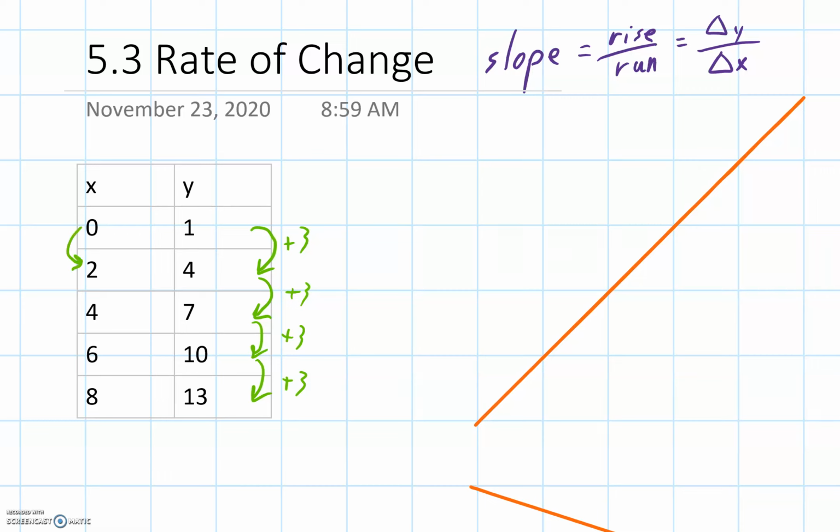Now, what is the change in x? Well, it's the same process to get it. What are we adding or subtracting to get our next value? Well, we're adding plus 2, plus 2, plus 2, plus 2. So our change in y over our change in x is the 3 over 2 value that we have. And if we want to put that in a calculator or get it by hand or in our head, it's 1.5. And that is our slope, or our rate of change.